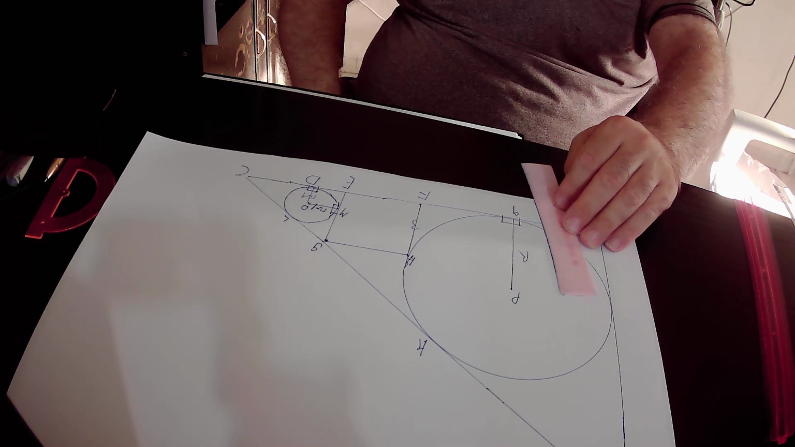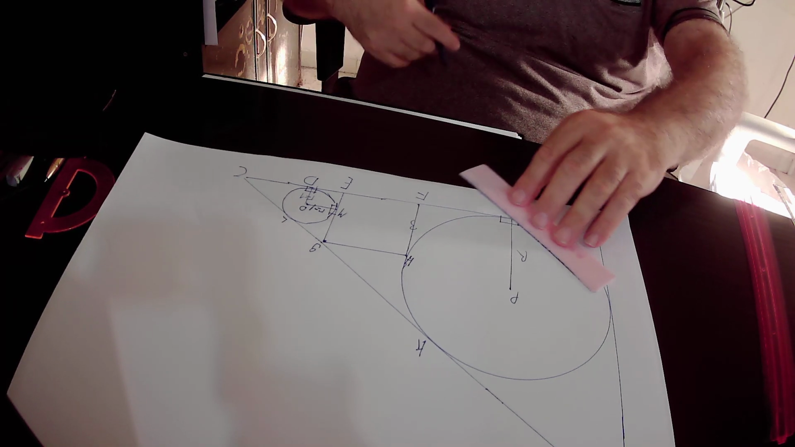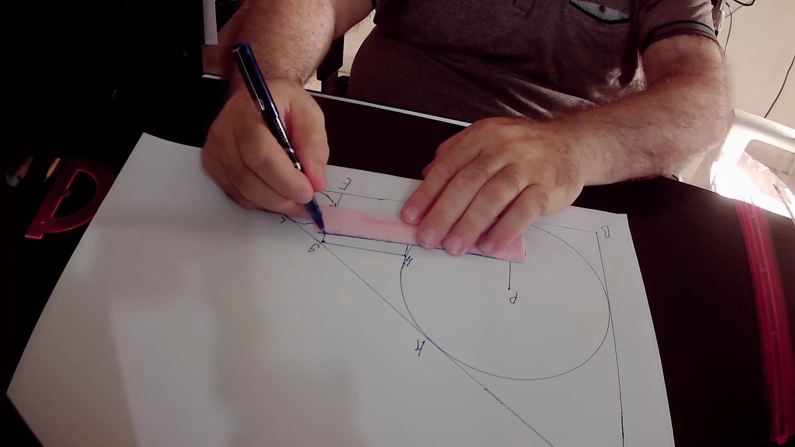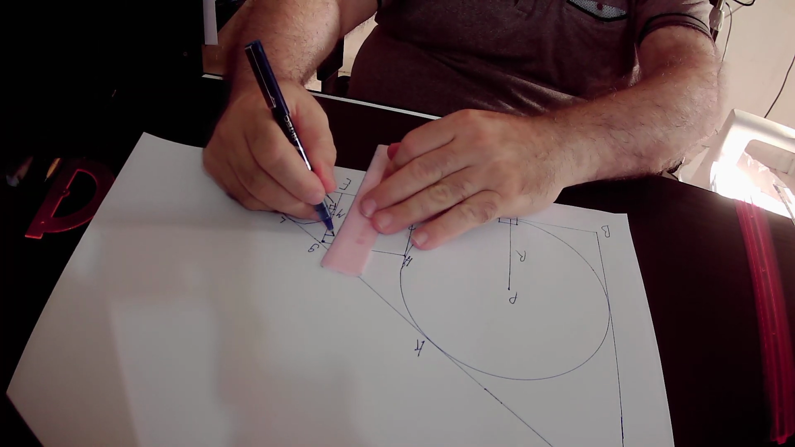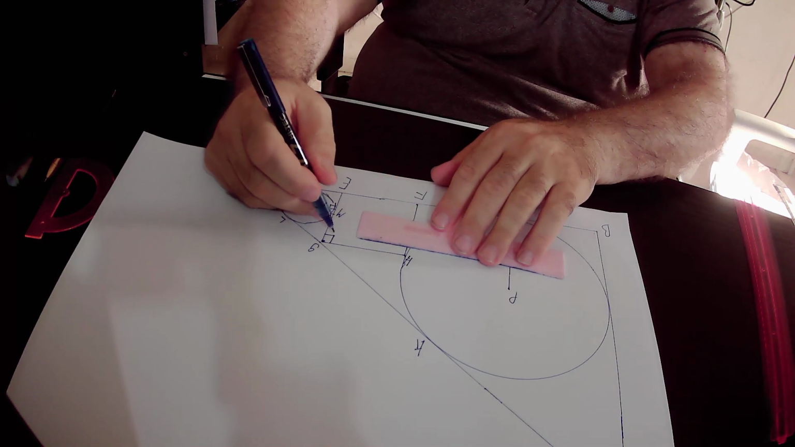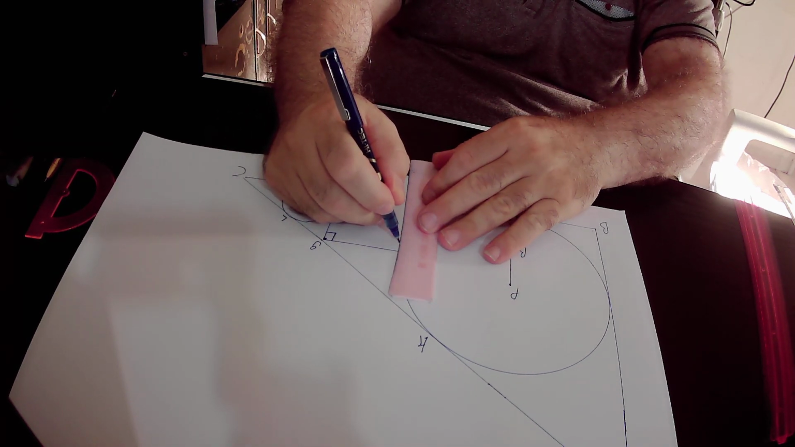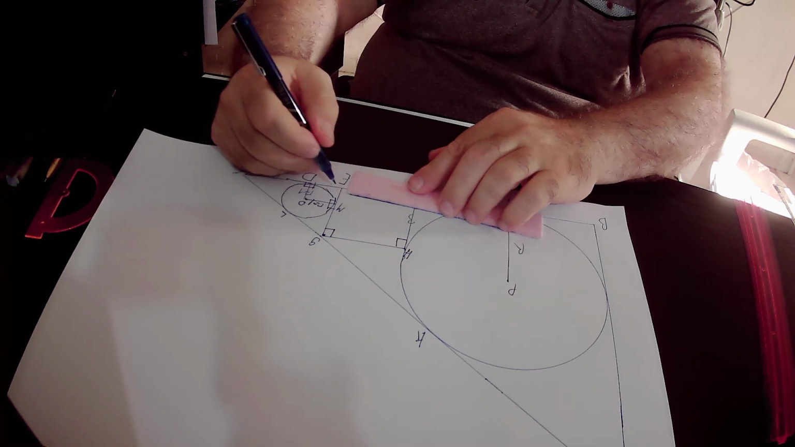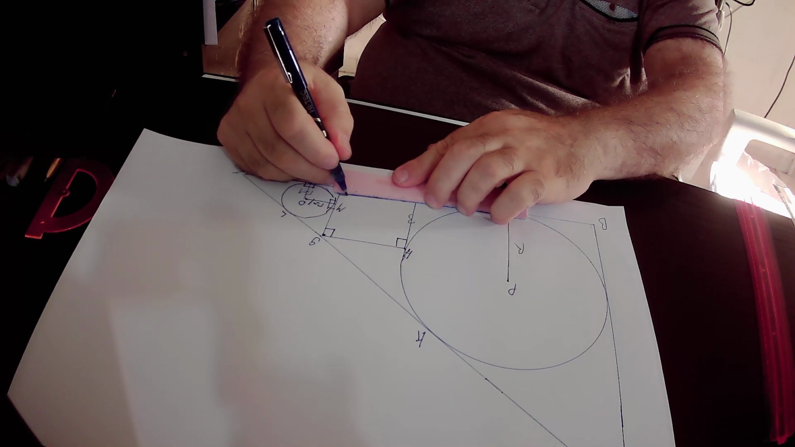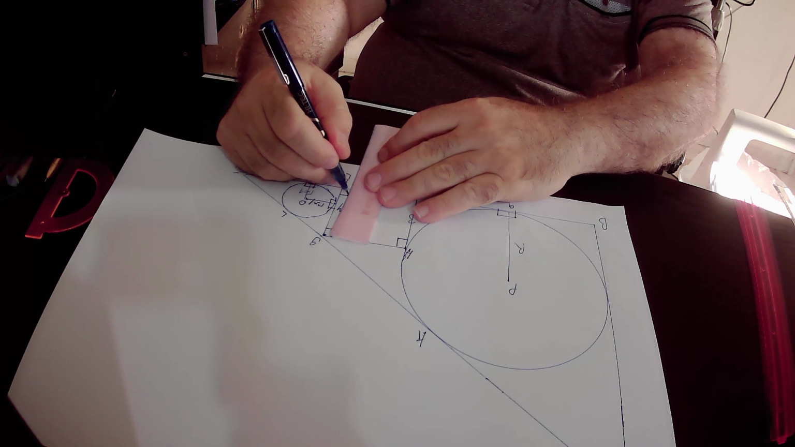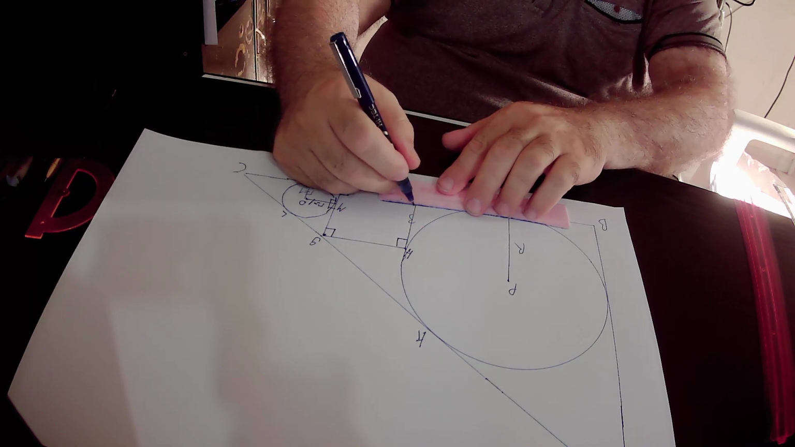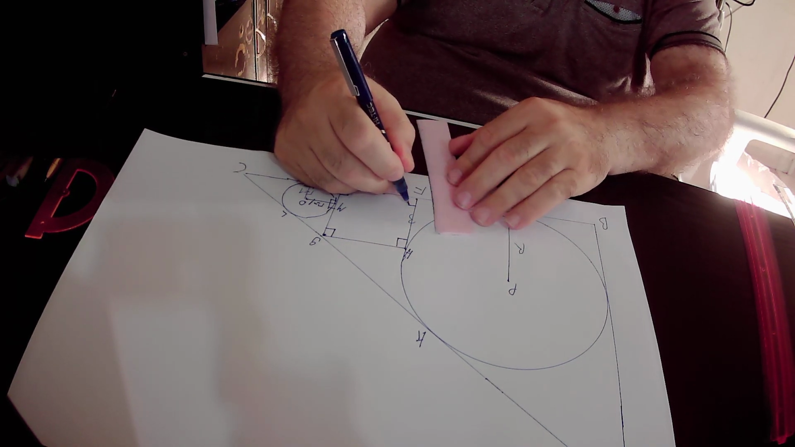We know that all the angles inside the square are right angles, so this angle equals 90 degrees, this angle is also equal to 90 degrees, this angle is equal to 90 degrees, and finally this angle is also equal to 90 degrees.